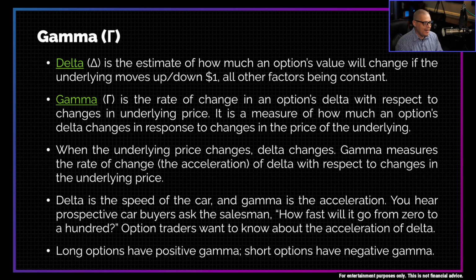So what is gamma? Well, first let's talk about delta. Remember, in my video about delta, delta is the estimate of how much an option's value will change if the underlying asset, the underlying stock that you sold the option on, moves up or down $1 in price, all other factors being equal. So gamma is the rate of change in the delta of an option with respect to changes in the underlying price. It's a measure of how much an option's delta changes in response to changes in the price of the underlying.